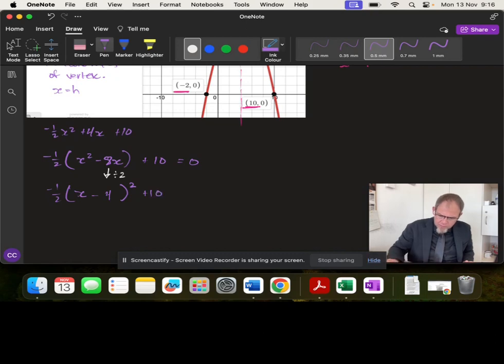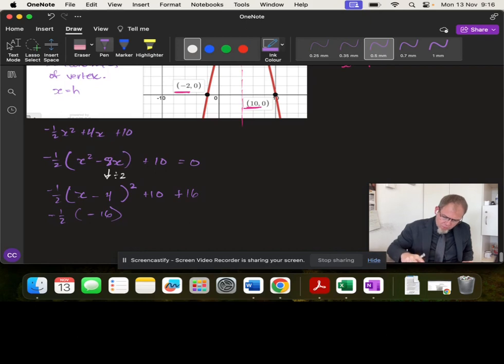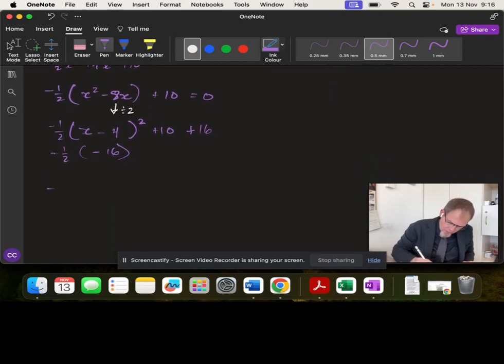And then we have plus 10, but we have to remember I have added negative 4, but when I square that, I'm actually adding 16 to this. So I have to take away 16 from the whole thing. But I have to remember with that negative 1/2, while I'm minusing 16, what I actually need to do is add 16 to this. So after I've completed the square, I would end up with negative 1/2 x minus 4 squared plus 26.